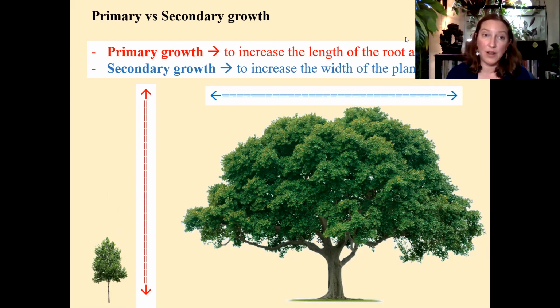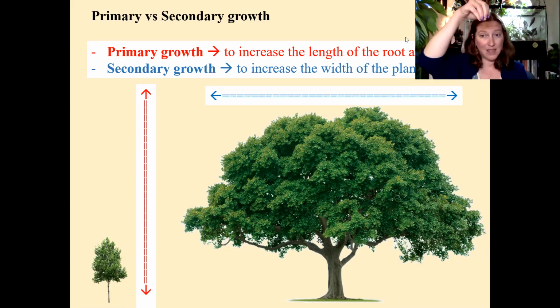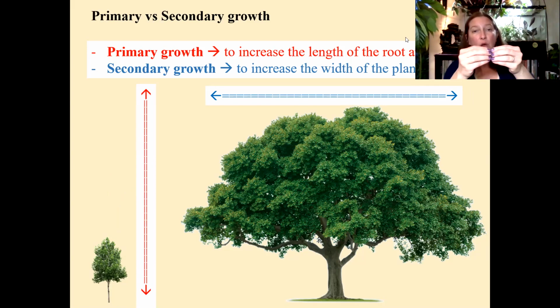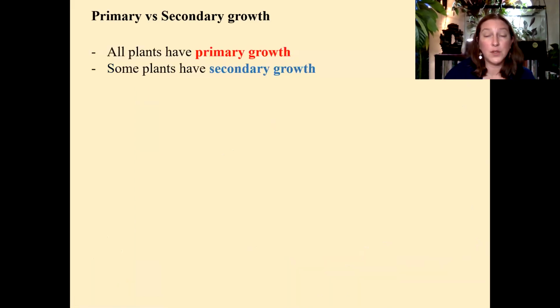Secondary growth, on the other hand, is to get thick. It's to increase the width of a plant body. So primary growth, lengthening; secondary growth, widening. That's why I have these little drawings up here, these little arrows, to put that in your mind. So all plants do primary growth, but only some plants have secondary growth.